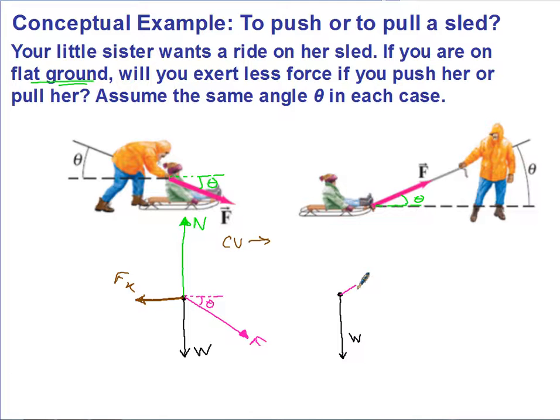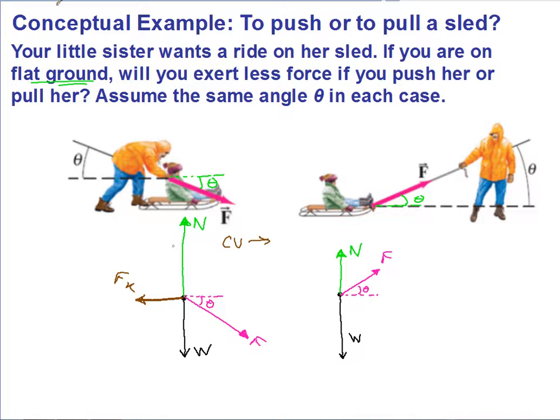Now I am going to draw this smaller, and you'll see why in a moment. If that's the angle that I'm pulling at, I will see that the normal force will actually become smaller here because I have a vertical component that's helping balance my weight. I don't have to have the ground push up with as much force. So the normal force here becomes smaller than it is here.